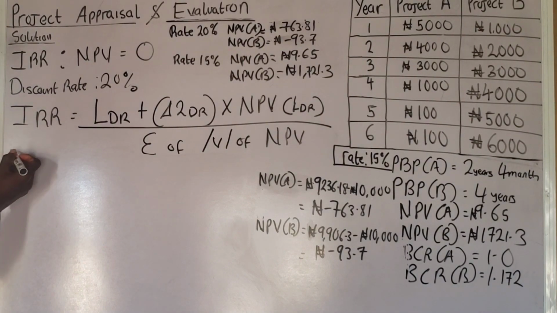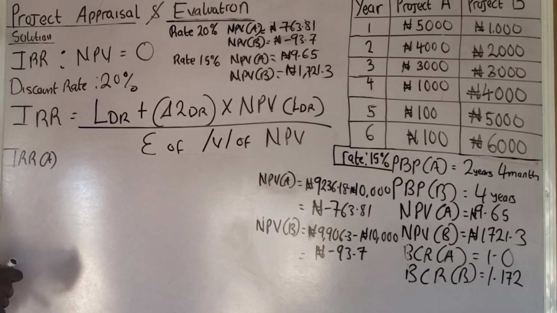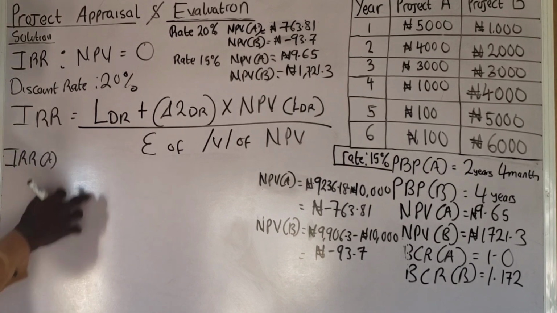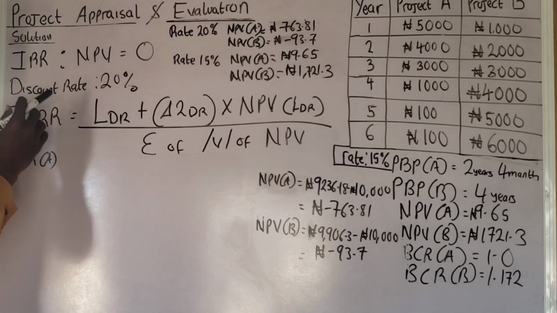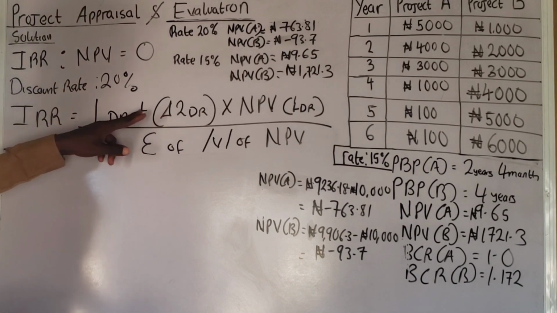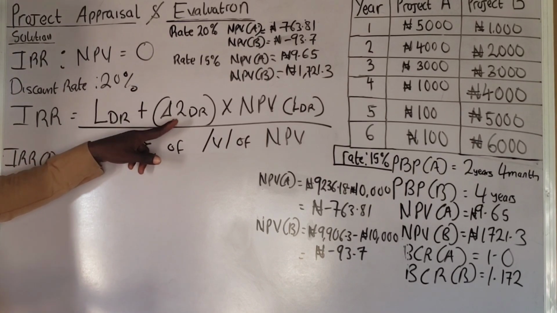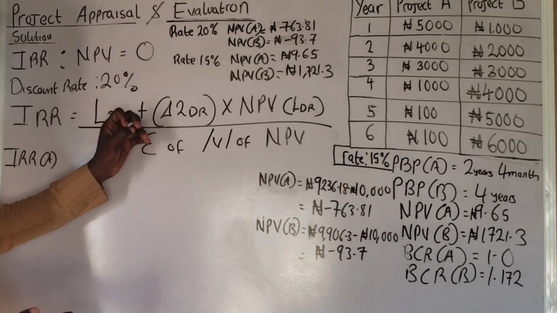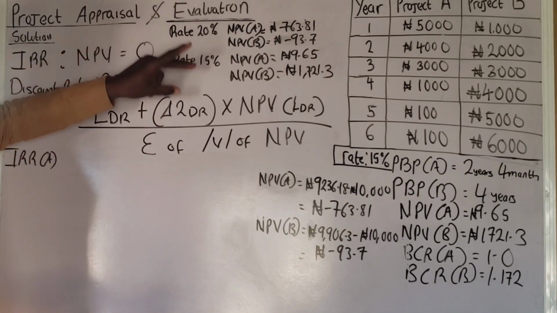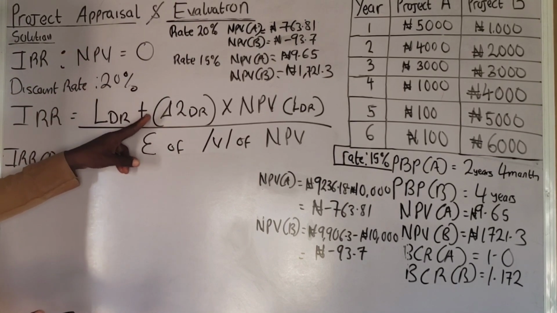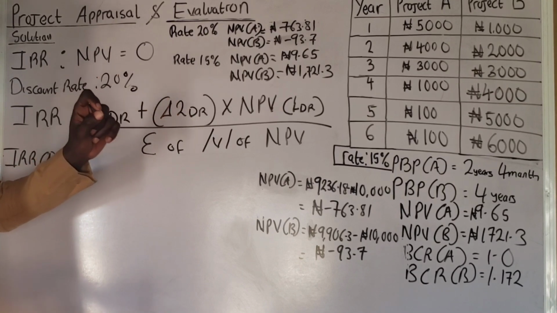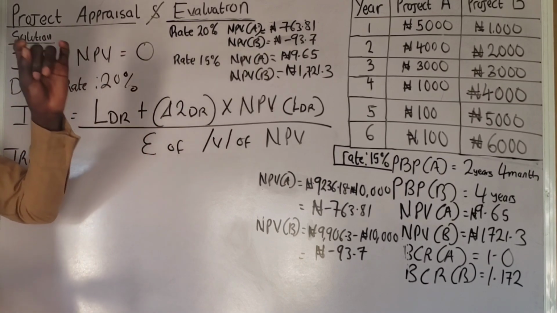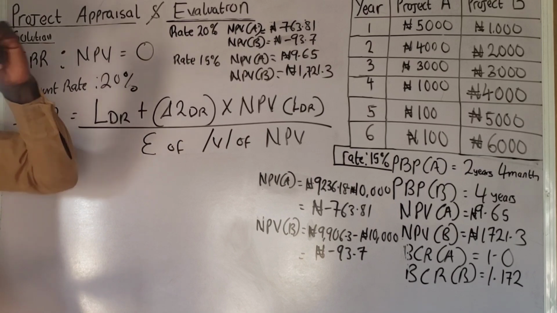So now let us go back to this formula. We want to calculate the internal rate of return for project A. You understand? And I gave you that the internal rate of return equals the lower discount rate. LDR means lower discount rate, and lower discount rate plus change in the two discount rates. You understand? The two discount rates at what? 20 and 15. Change in this place means the positive difference between the two discount rates.